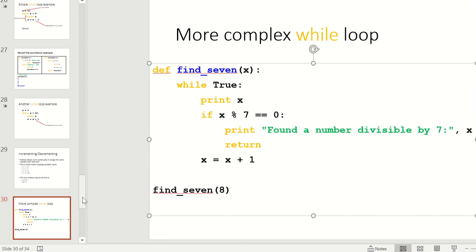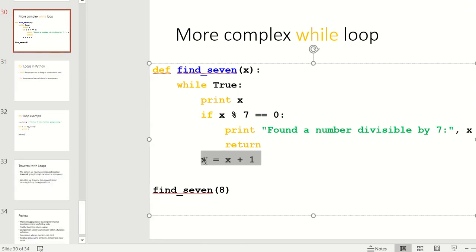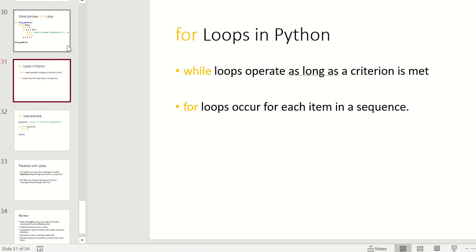It kept going because we didn't change the value of the looping variable such that the condition would become false, or we didn't build in a return at any point. So those are while loops. They operate as long as that criterion, that condition, is met, is true.